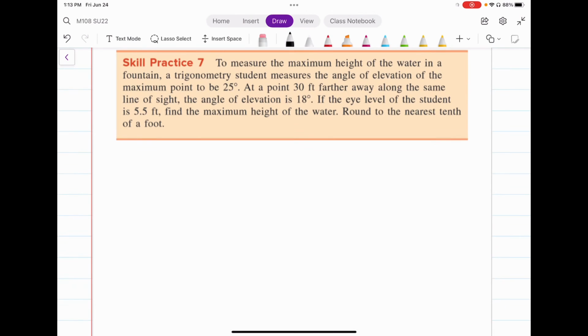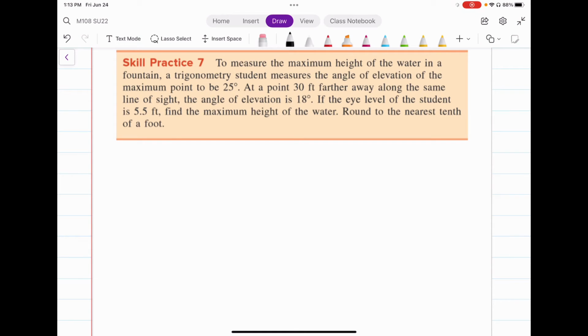Getting into applications now, we want to measure the maximum height of a water fountain. So a student measures the angle of elevation of the maximum point, and then 30 feet farther away, the angle of elevation is now 18 degrees. We have the eye level of the student, and we want to find the maximum height of the water.